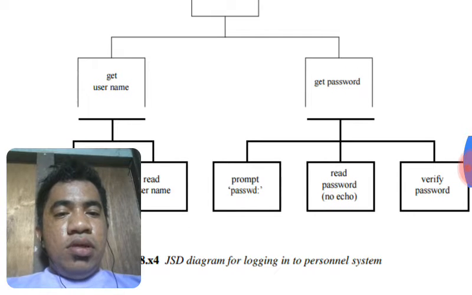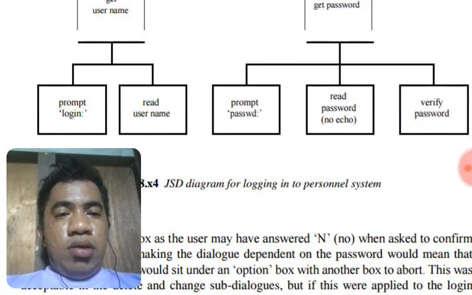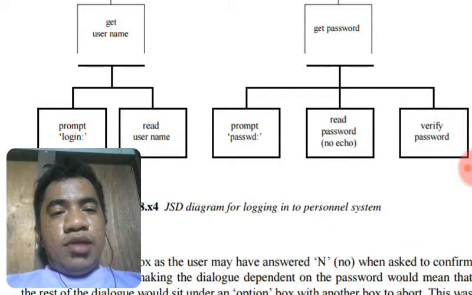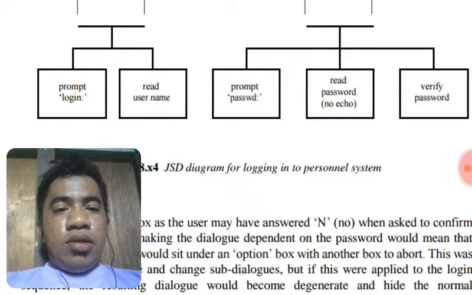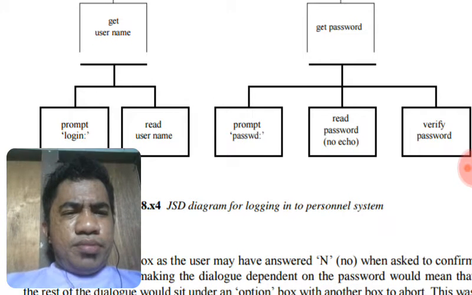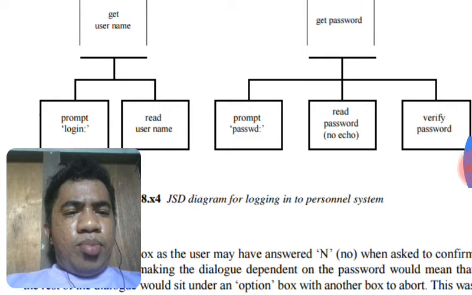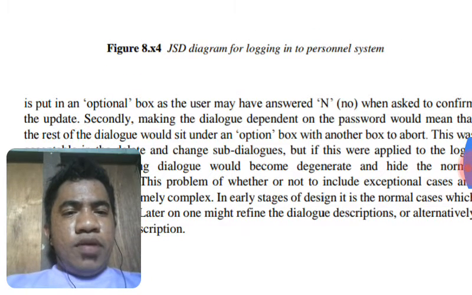Login. On the left side, get a username. On the right side, get a password. On the left side, get a username. From login, read username. Into the right side, from password, read password no echo, verified password.